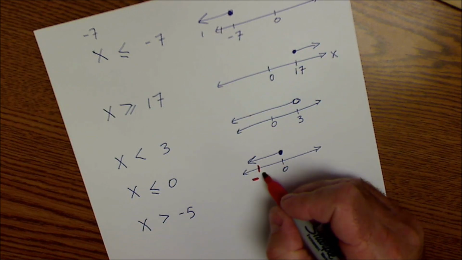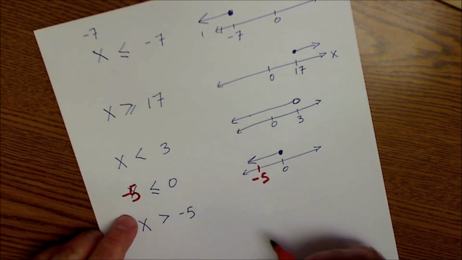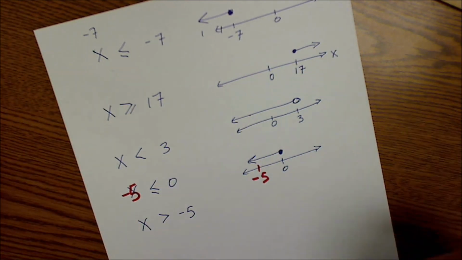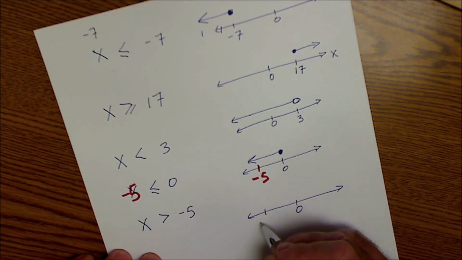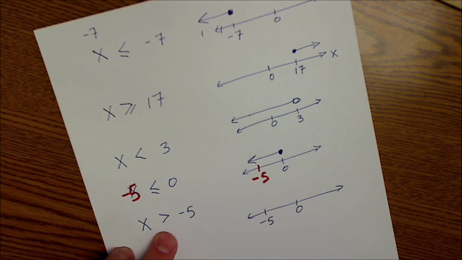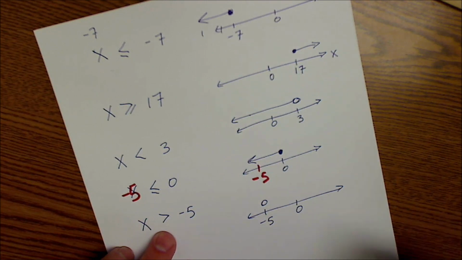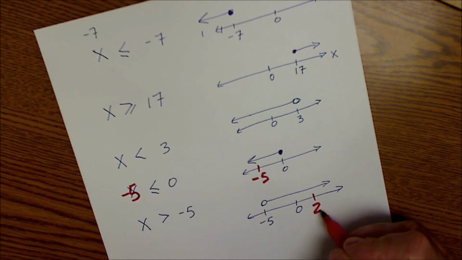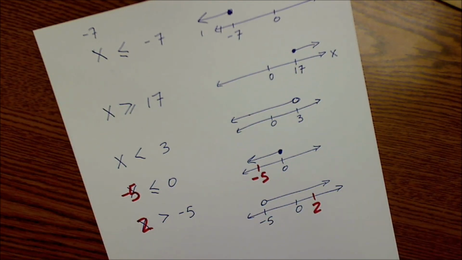Let's say -5 would be my solution. Is -5 less than or equal to 0? Yes, it is. So my graph is correct. X is greater than -5, my number line, 0, -5. It is not equal to -5, so it is an open circle. And it is everything greater than, so everything on that side. Again, I could just pick any value in my solution. Let's say 2. Is 2 greater than -5? Yes, it is, so that works.